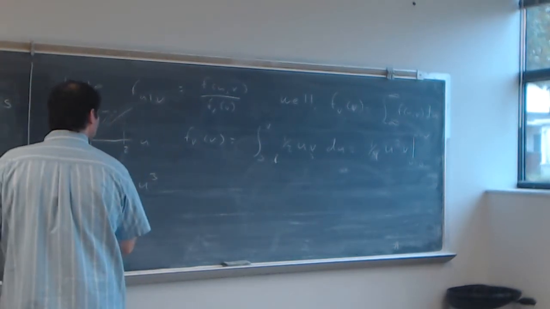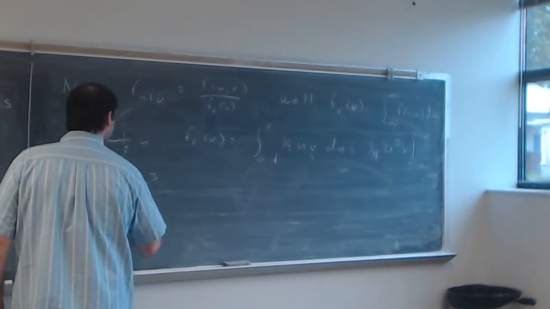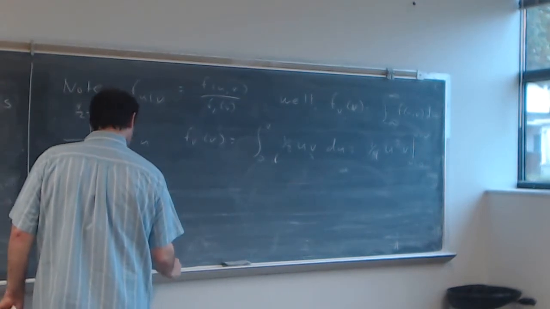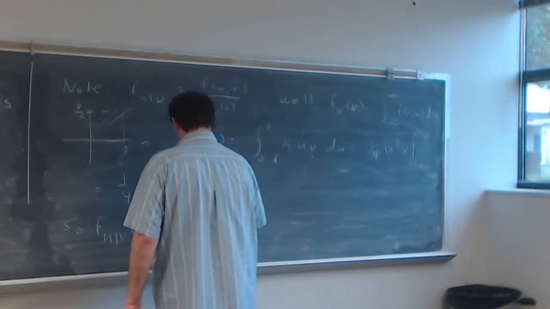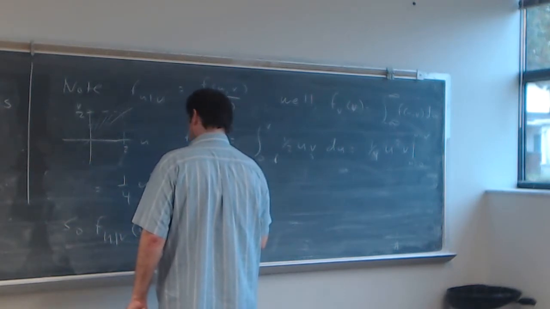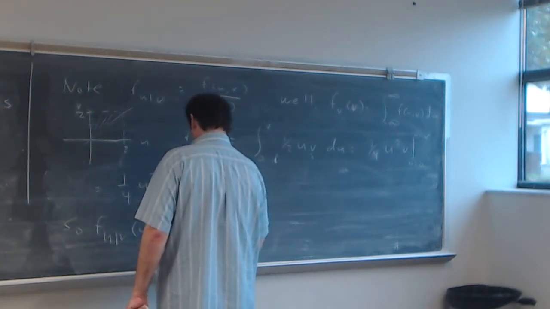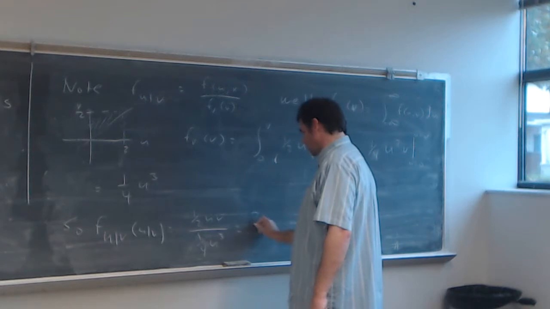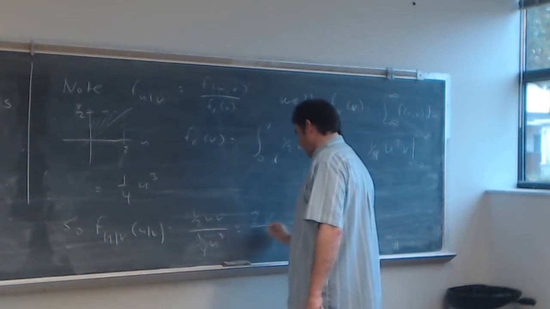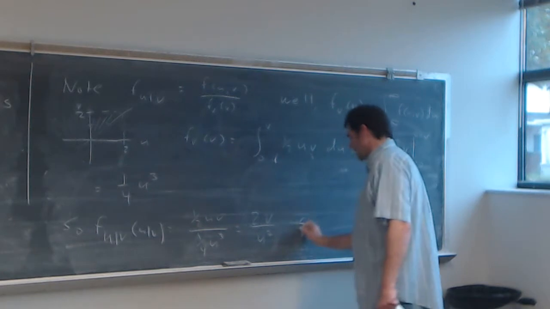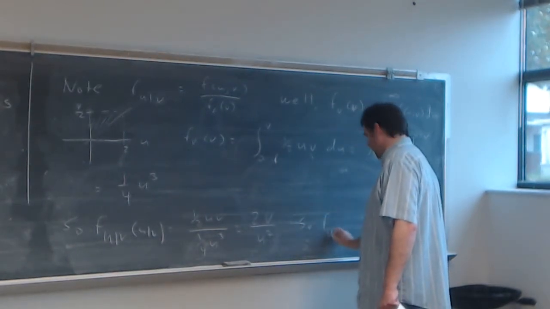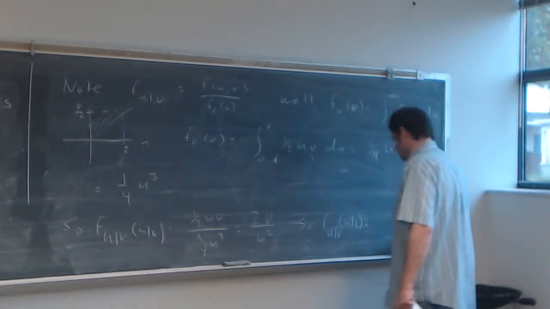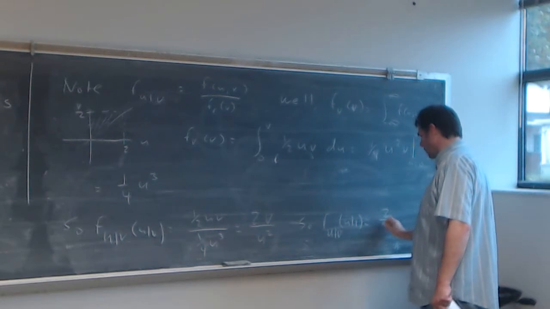So f of u given v is going to be equal to 1/2 uv over 1/4 v to the third, and that's going to be equal to 2 u over v squared.